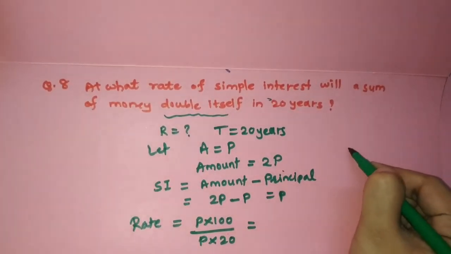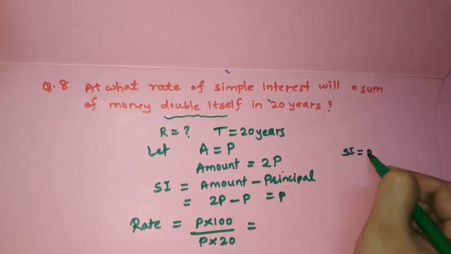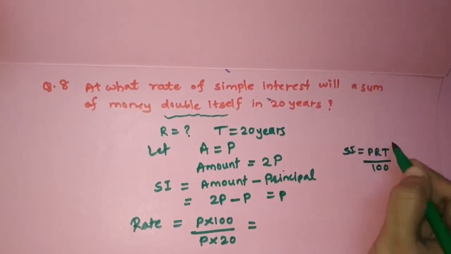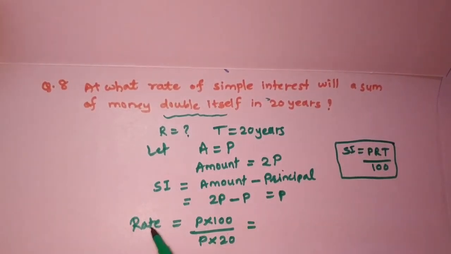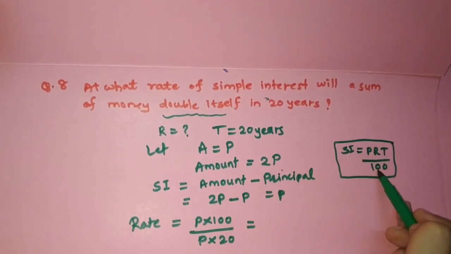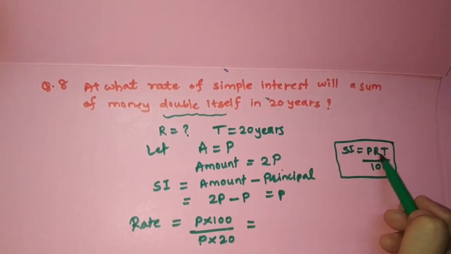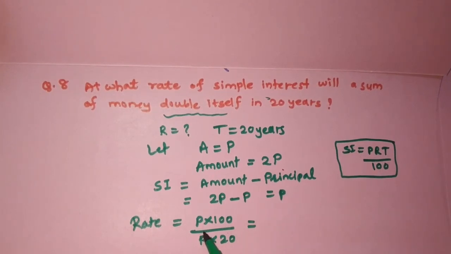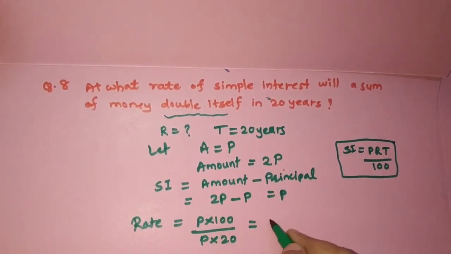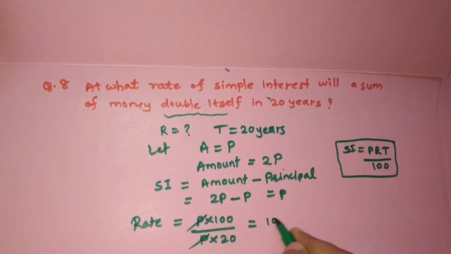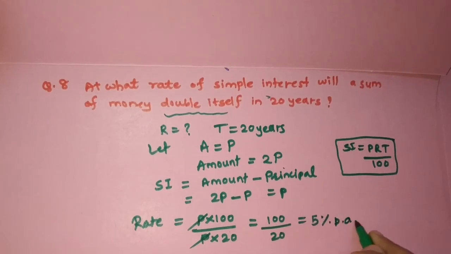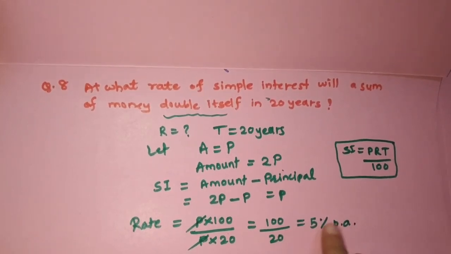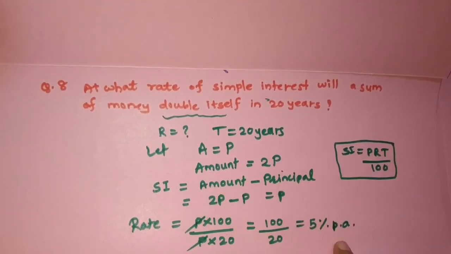We have one main formula, that is SI is equal to PRT divided by 100. From this main formula only we need to find out the rate. So if I want to find out the rate, I'll write SI multiplied by 100 divided by P into T. SI is also P here, so I wrote P directly. So P and P cancel, 100 upon 20, which is nothing but 5% per annum. So at this rate, 5% per annum, a sum of money doubles itself in 20 years.